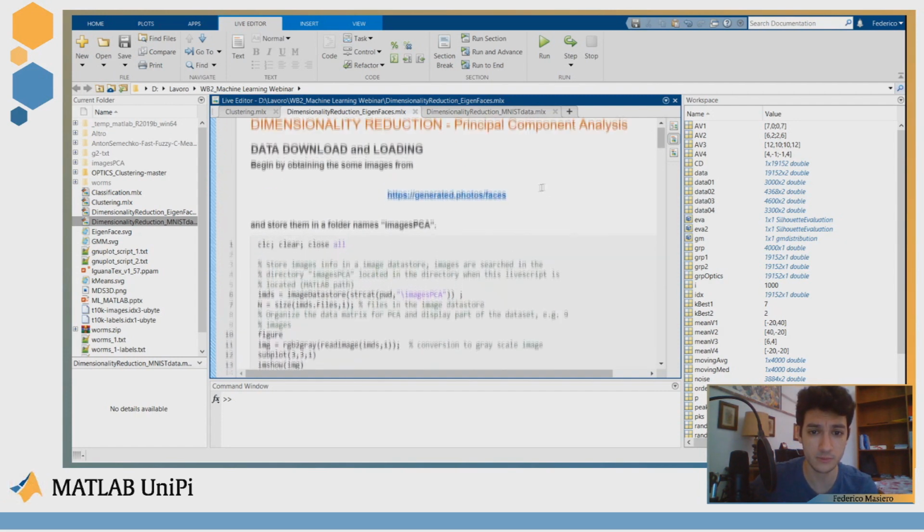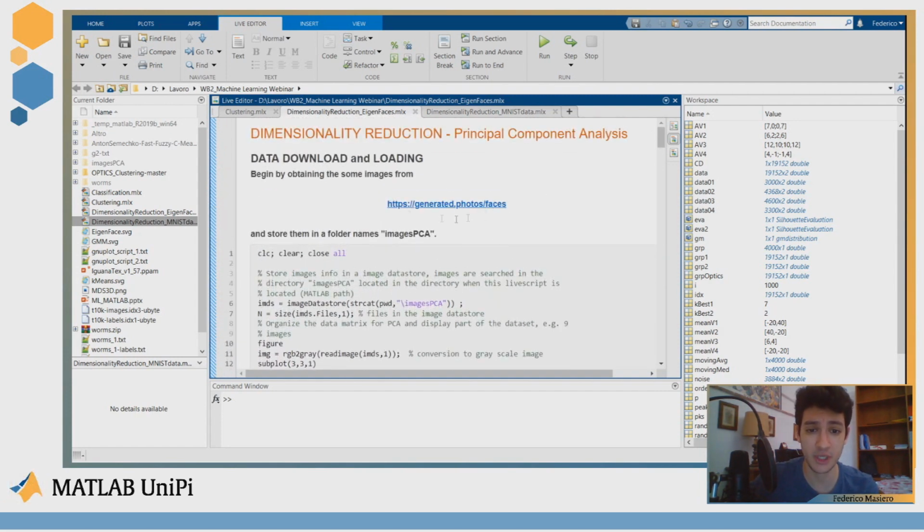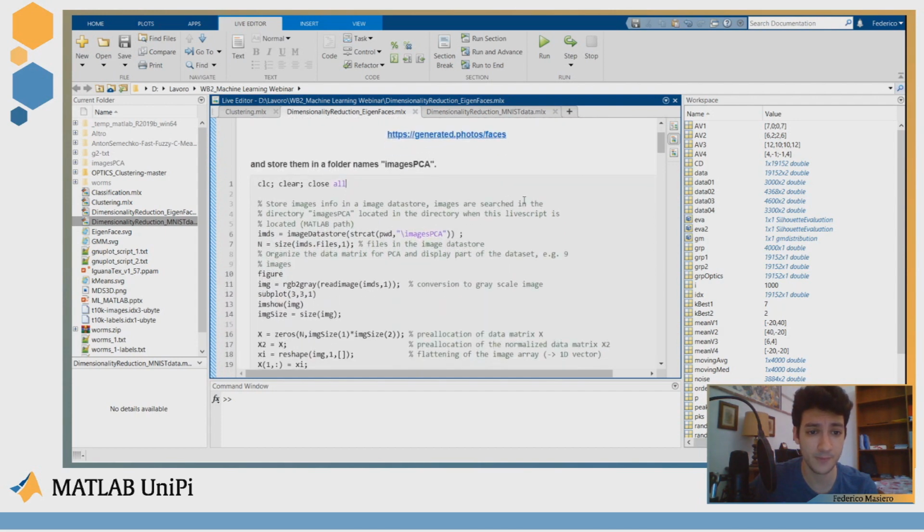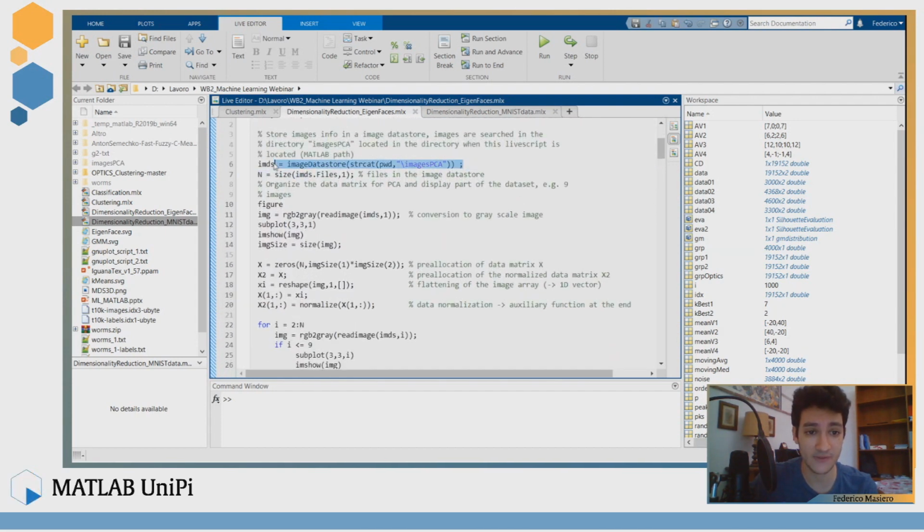So this is the website where you can find the pictures that I used. The live script starts by taking the images that I downloaded from this website. Just to understand, it evaluates the number of images that we have taken. Then these images are converted from RGB, so from a color space, to grayscale.